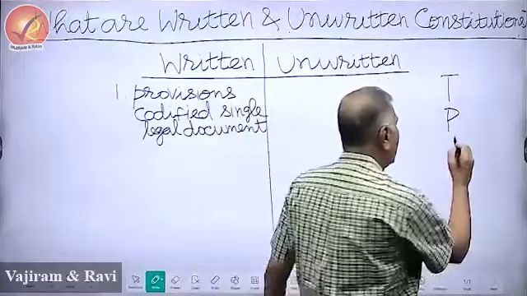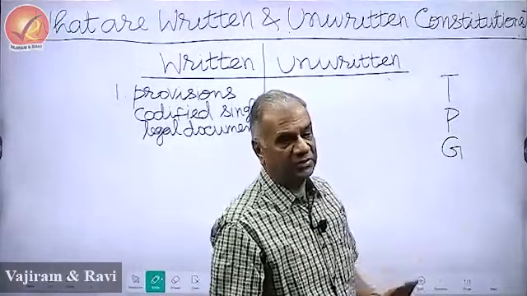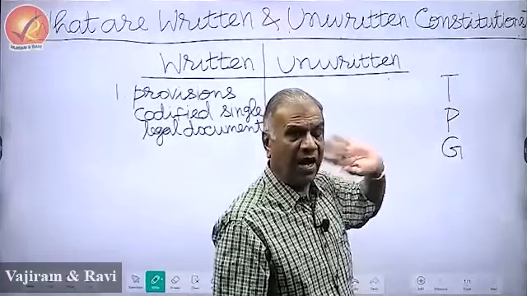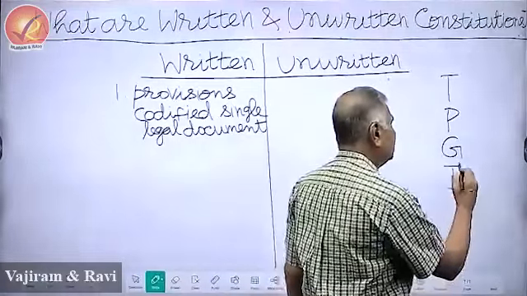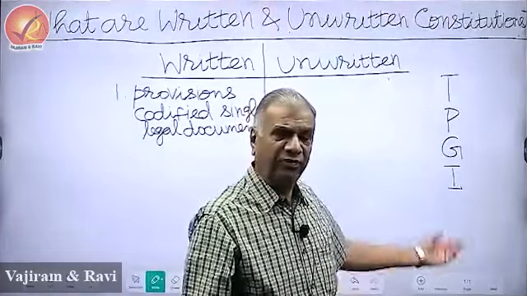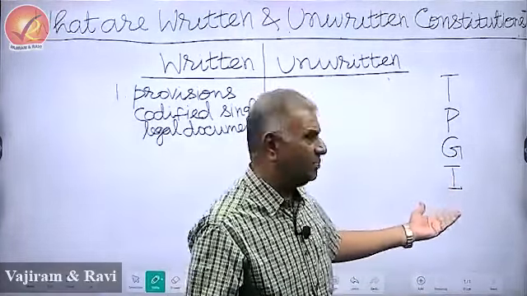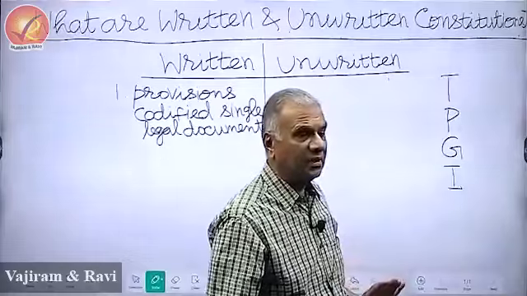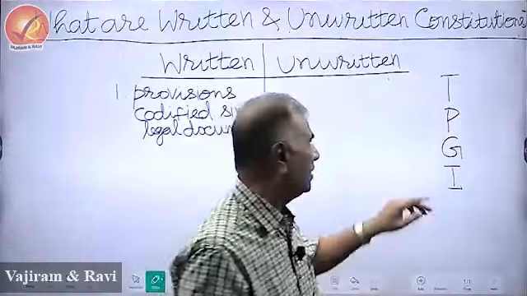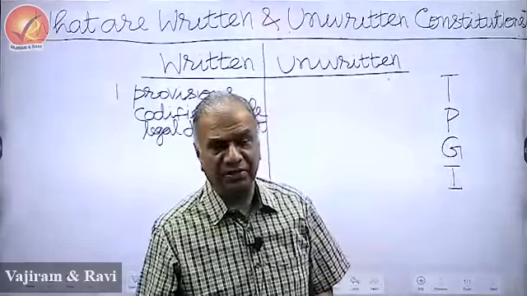And there should be an organized government to administer the territory and the population. Then only it can be called a country. And if that country is independent, then it is called a sovereign state. Before 15th August 1947, India was not a sovereign state because it was not independent. So the four attributes of a sovereign state are territory, population, government, and independence.